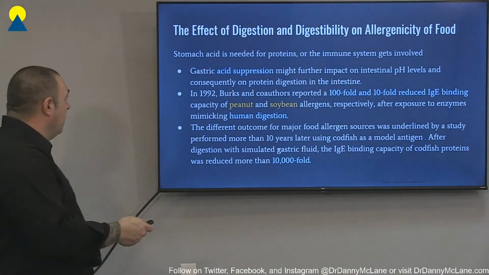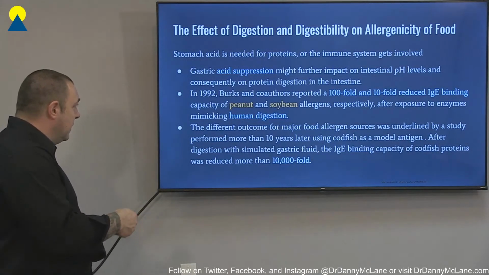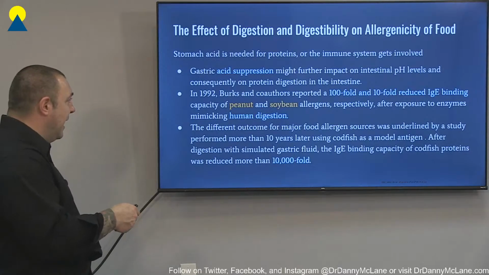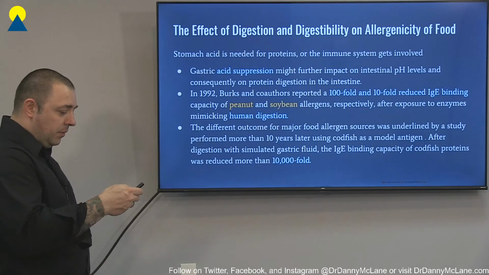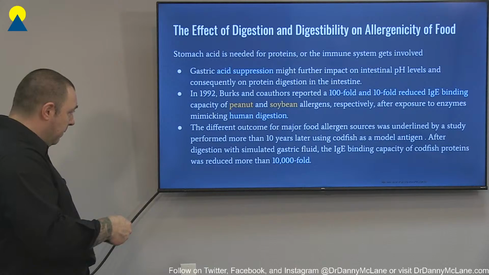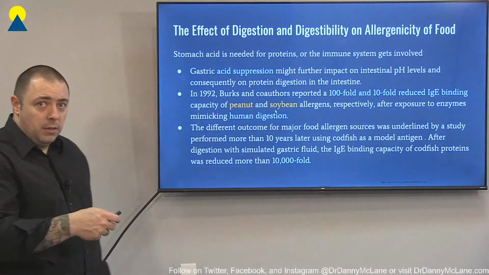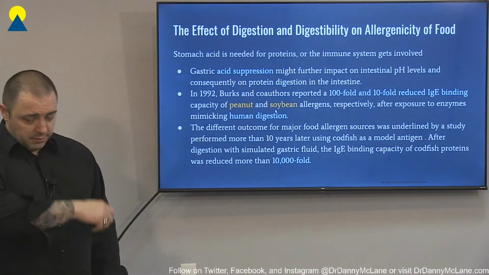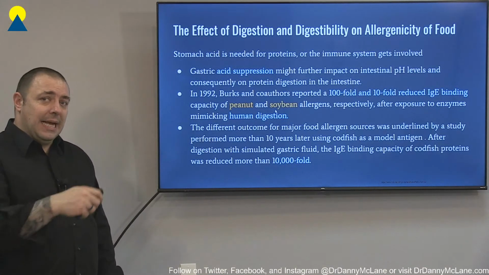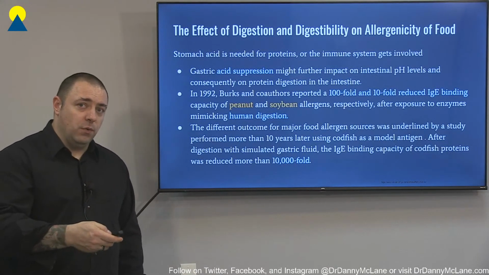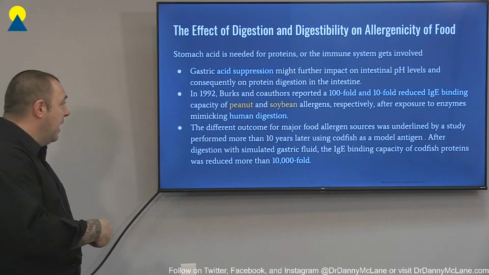All right, so here's a study that was done. Peanut and soybean allergens had a 100- to 10-fold reduction in their allergy-inducing potential if conditions mimicking human digestion were achieved. Now, human digestion is a broad category. Ideally, that means you'd be digesting it completely. Most people don't digest their food well, and they end up with some kind of allergenicity.